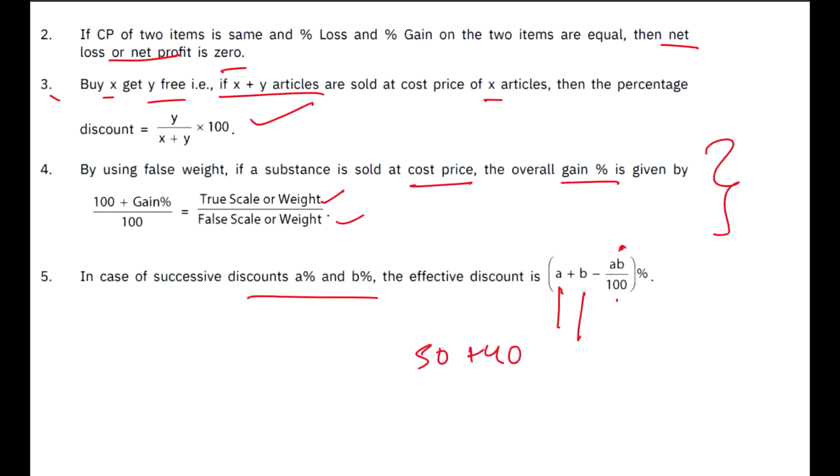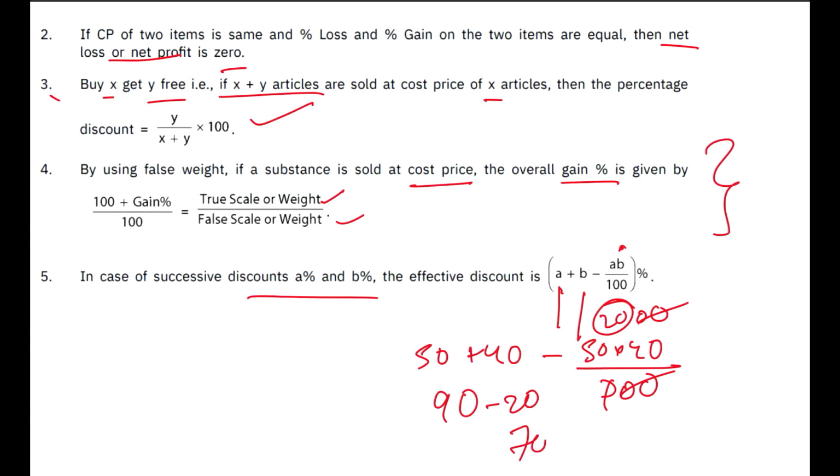50 plus 40 is 90, but you have to subtract what? 50 into 40 by 100, which will be 20 with 2 more zeros, which I'll cancel and make a 20 minus over here. So you get the calculation. I hope you all got the calculation. So it's 90 minus 20, which is 70% off.